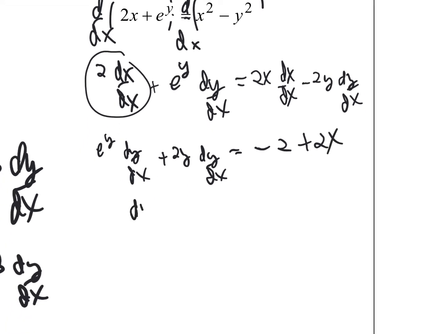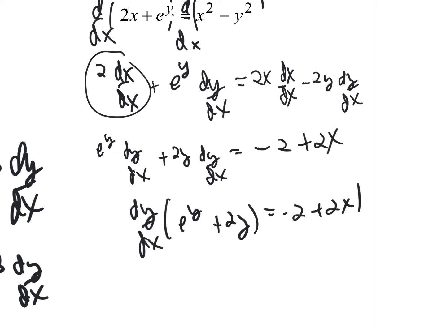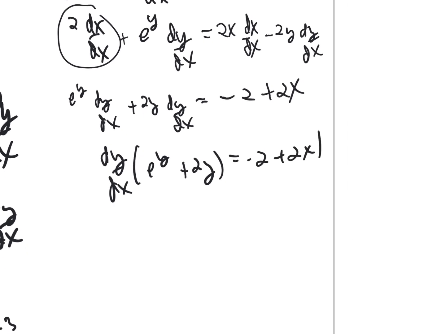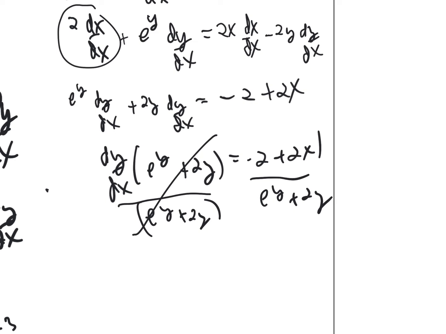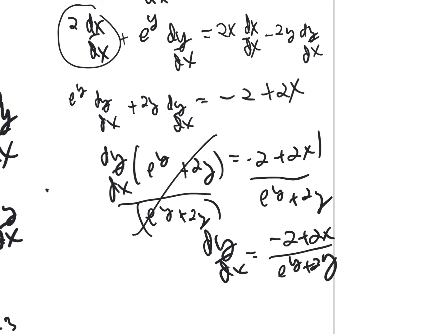Factor out the dy dx, leaving e to the y plus 2y equals to negative 2 plus 2x. Divide both sides by e to the y plus 2y. It looks like this. Divide by e to the y plus 2y. Cancels. Dy dx is negative 2 plus 2x over e to the y plus 2y.